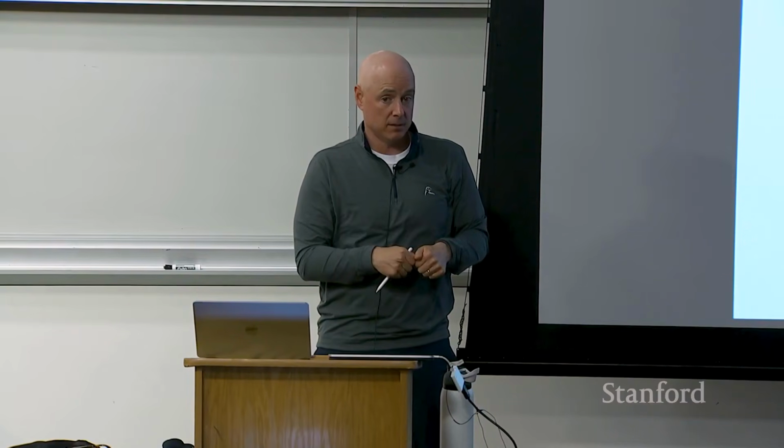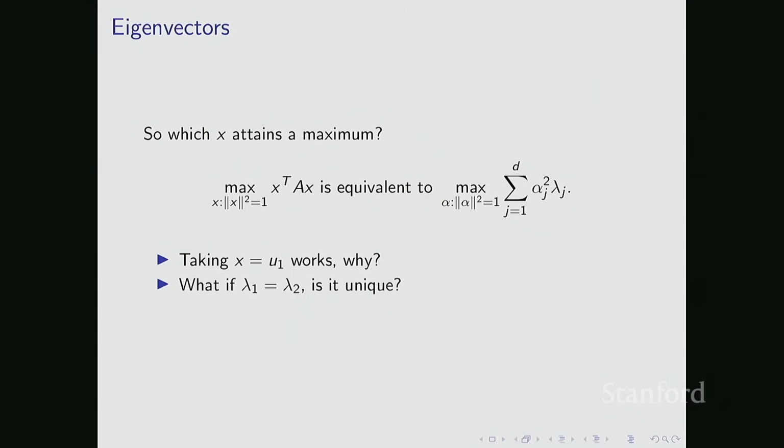If lambda 1 and lambda 2 equal each other, then picking any vector in that subspace, any combination of U1 and U2, is also a maximizer, correct? Because they both have the same lambda 1 and lambda 2, so I can move around all over the place. Why is that weird for PCA? If I want the principal component of variation, and lambda 1 and lambda 2 are equal to each other, there isn't a single direction. There's an entire subspace.